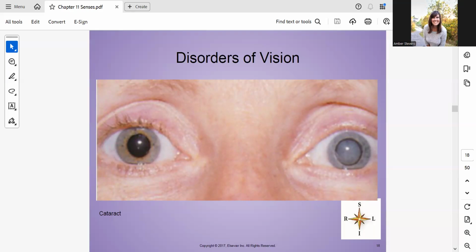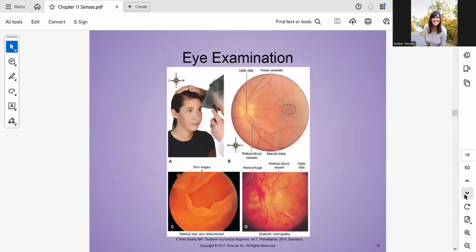All right, so visual disorders can affect various parts of the eye. Like cataracts is a clouded lens that can impair vision. And this is what this image is showing there. This is an eye exam and what they're looking like and what different disorders would look like.